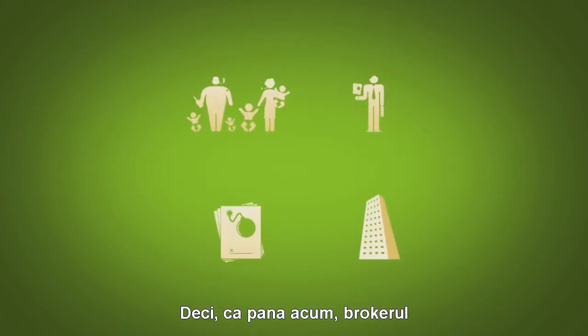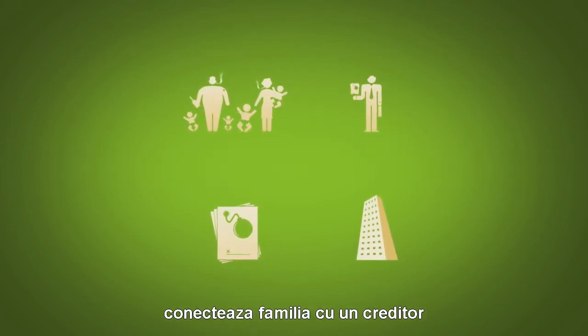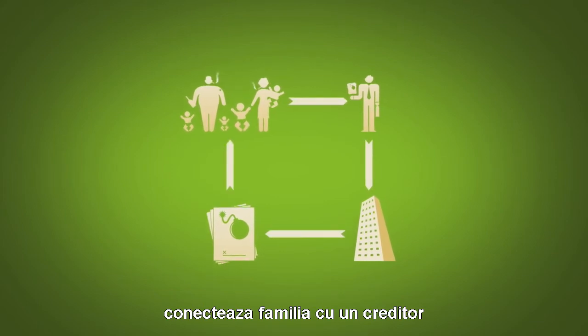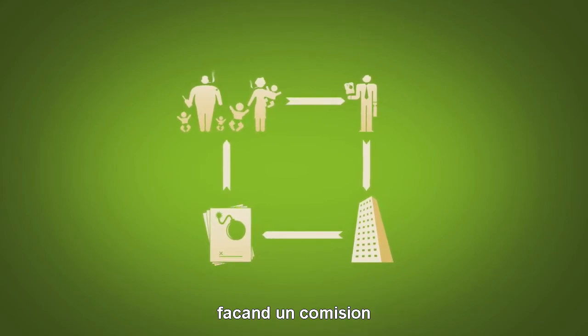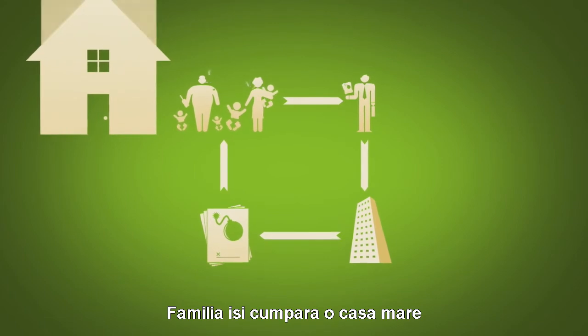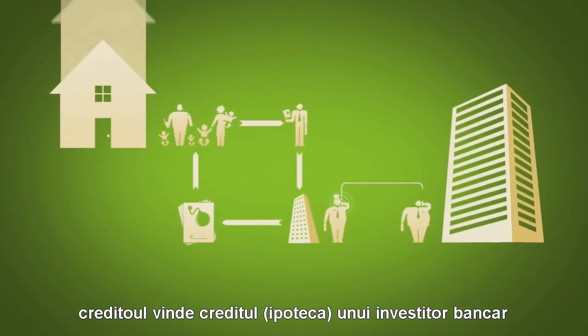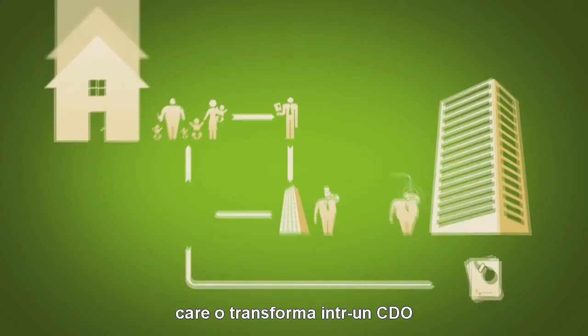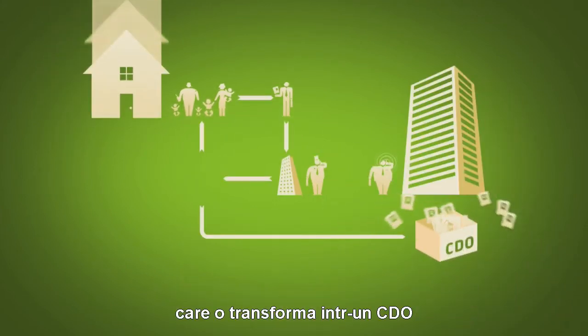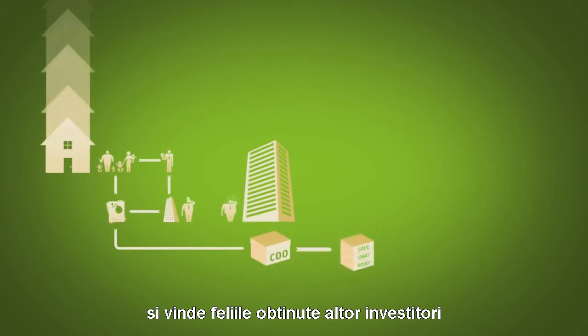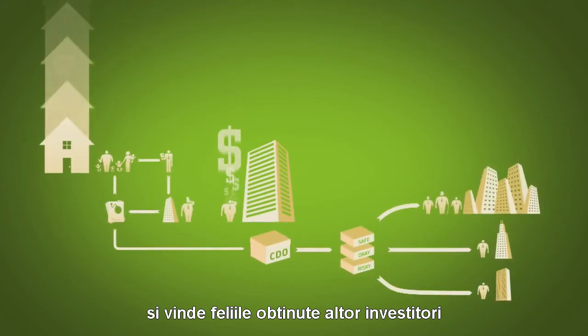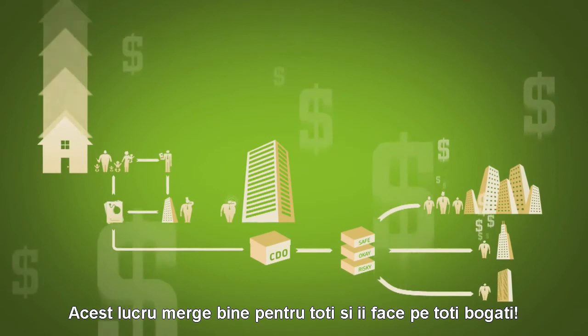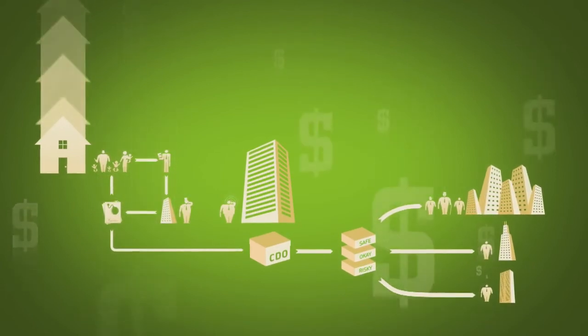So, just like always, the mortgage broker connects the family with a lender and a mortgage, making his commission. The family buys a big house. The lender sells the mortgage to the investment banker, who turns it into a CDO and sells slices to the investors and others. This actually works out nicely for everyone and makes them all rich.